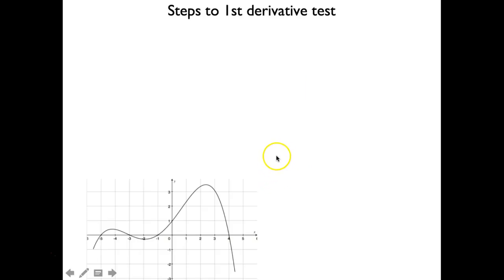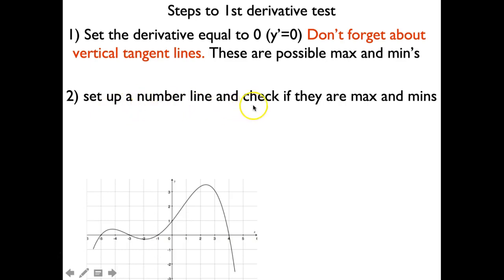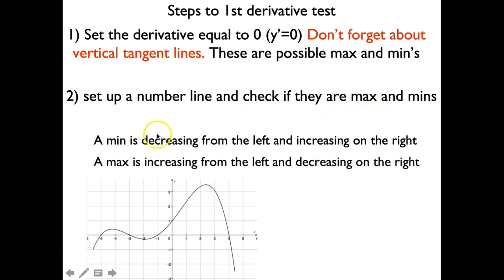Okay, let's go forward. Now the steps to this are going to be the same steps as the previous two lessons. The first thing is you're going to want to find your critical numbers, which means you're going to set the derivative equal to 0. Don't forget about your vertical tangent lines. So if you have a derivative and it has a numerator and denominator, you set both equal to 0. So here you're going to find the possible maxes and mins. Now, you're going to set up your number line and check if they are maxes and mins. A min means that it's decreasing from the left and increasing on the right. A max means that it's increasing on the left and decreasing on the right.